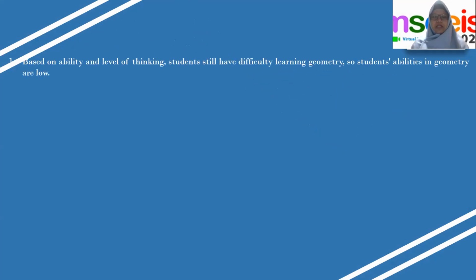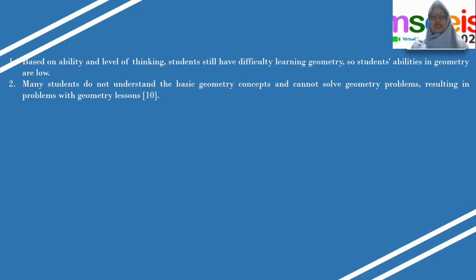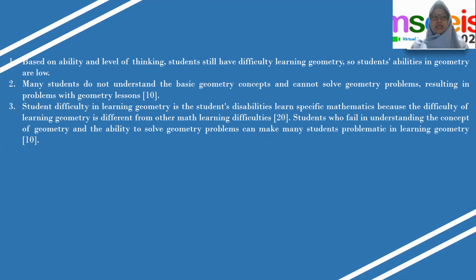Number 1, based on ability and level of thinking, students still have difficulty learning geometry. So student ability in geometry is low. Number 2, many students do not understand the basic geometry concepts and cannot solve geometry problems, resulting in problems with geometry lessons. Number 3, students' difficulty in learning geometry is a specific mathematics disability, because the difficulty of learning geometry is different from other math learning difficulties.